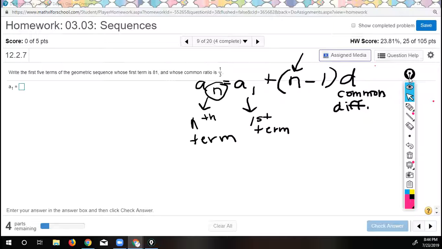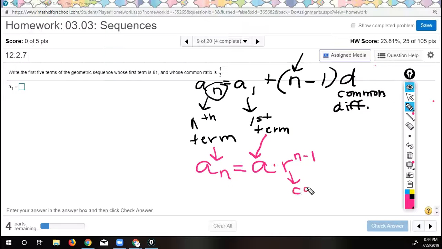Geometric sequence. In this one, you have a sub n equals a times r to the n minus 1. This represents the nth term. Here, the first term is a, and r is your common ratio. Okay, so you're always multiplying, but if you have a fraction that's a ratio, you're actually dividing.